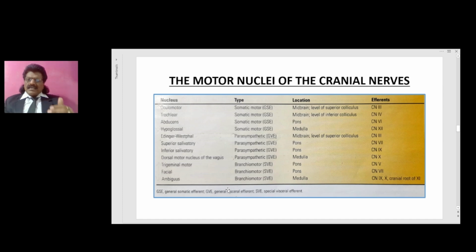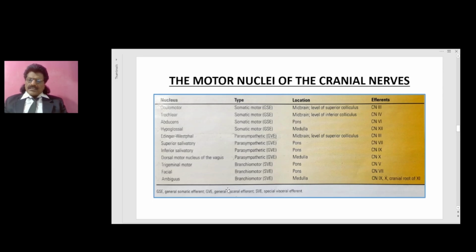Now let's talk about the general visceral efferent, that is supplying the autonomic nerves. Edinger-Westphal nuclei, parasympathetic, which is of the 3rd nerve. It's at the level of the midbrain, superior colliculus. Superior salivatory, parasympathetic, again general visceral efferent. It is 7th nerve. Inferior salivatory, it is the 9th nerve, again parasympathetic, general visceral efferent, pons. And we have dorsal motor nuclei of the vagus, 10th nerve, which is at the level of the medulla. So general visceral efferent, that is concerned with the parasympathetic are 3rd nerve, 7th nerve, 9th nerve and 10th nerve.